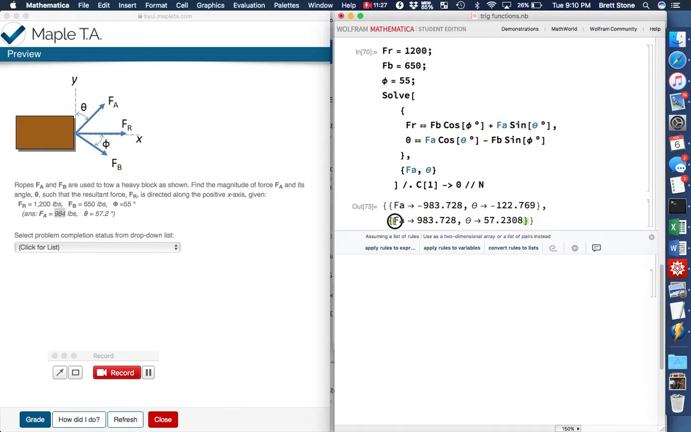FA, and we know it's the second one because we don't want a negative answer, is equal to 984 rounded, and theta is 57.2. And hey, look at that. That's the answer. So now you know the secret. Go have lots of fun solving systems of multiple equations with Mathematica.